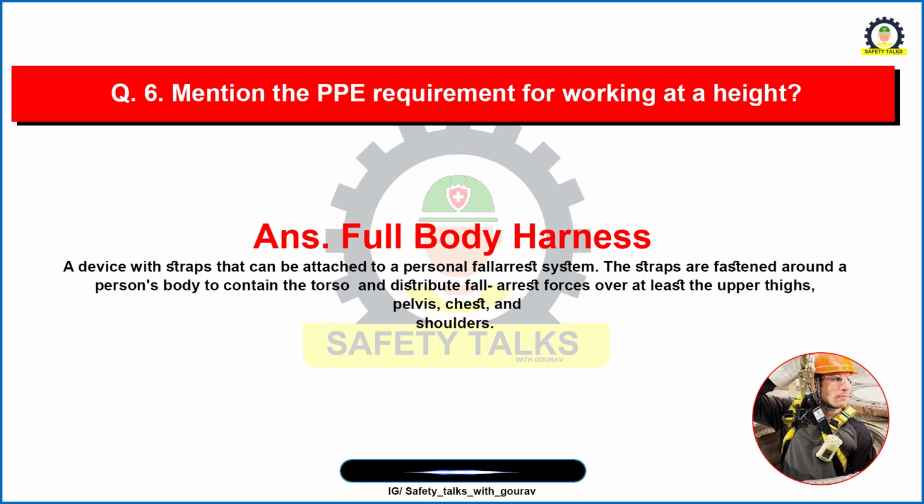A full body harness is a device with straps that can be attached to a person as a fall arrest system, and the straps are fastened around a person's body to contain the torso and distribute fall arrest forces over at least the upper thighs, pelvis, chest and shoulders. So that is the answer to that particular question. What is the PPE requirement for working at height? The answer will be full body harness. Now move on to the next question.